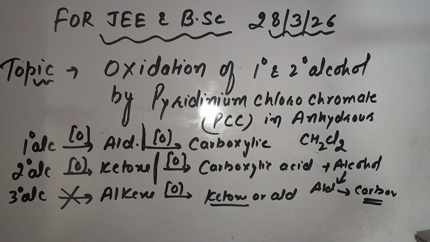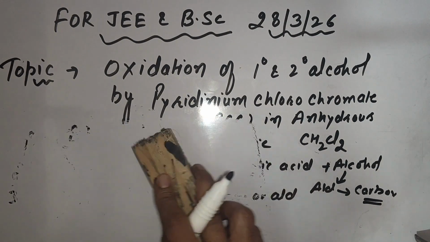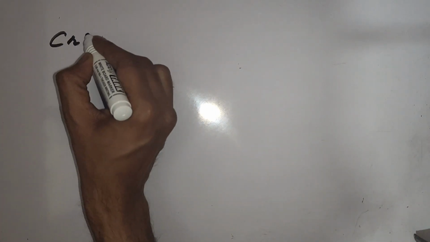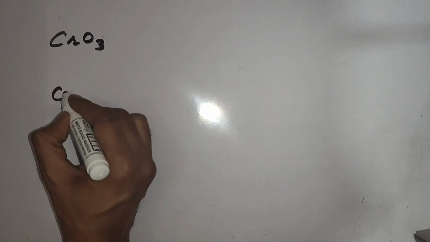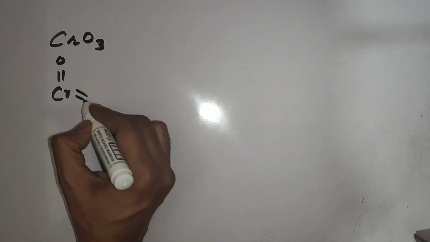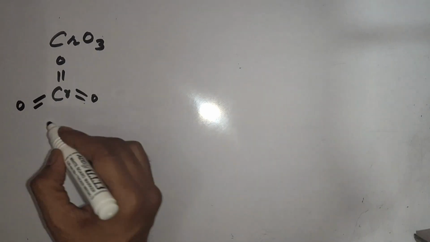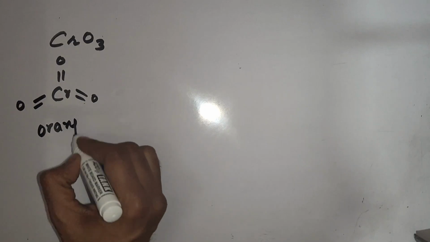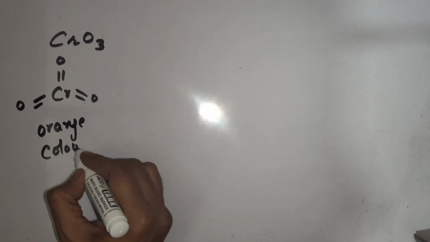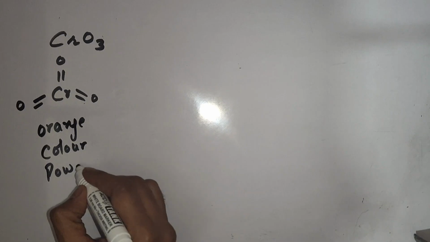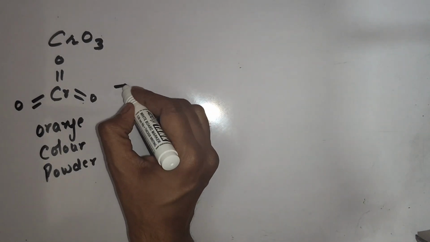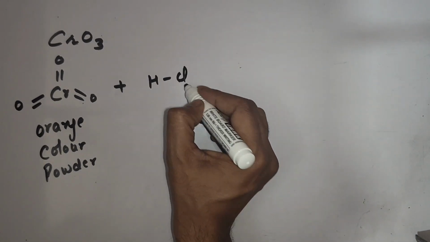Now, let's talk about PCC first. Then we will go for mechanism. How that PCC is generated. It is generated by the mixture of chromium trioxide. This is the formula of chromium trioxide. It's an orange color powder, which is reacted with hydrochloric acid, HCl.